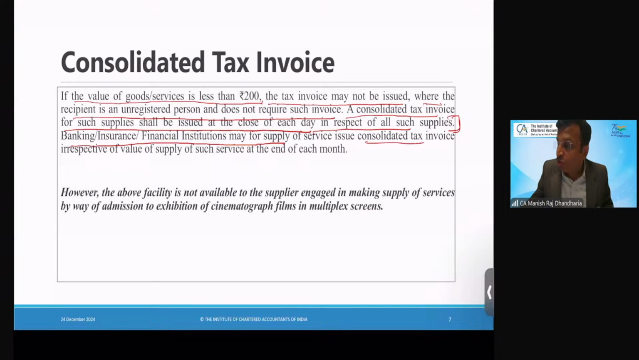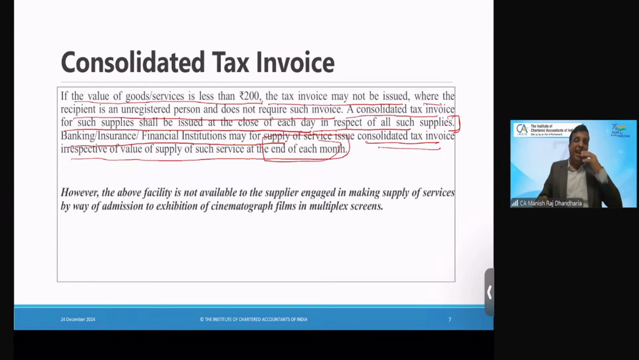issue consolidated tax invoice irrespective of the value of such service at the end of each month. यहां पे रजिस्टर्ड भी होगा ना recipient, in that case also at the end of the month वो लोग क्या करेंगे, इनवॉइस इशू करेंगे। I hope this point is very much clear to everyone.